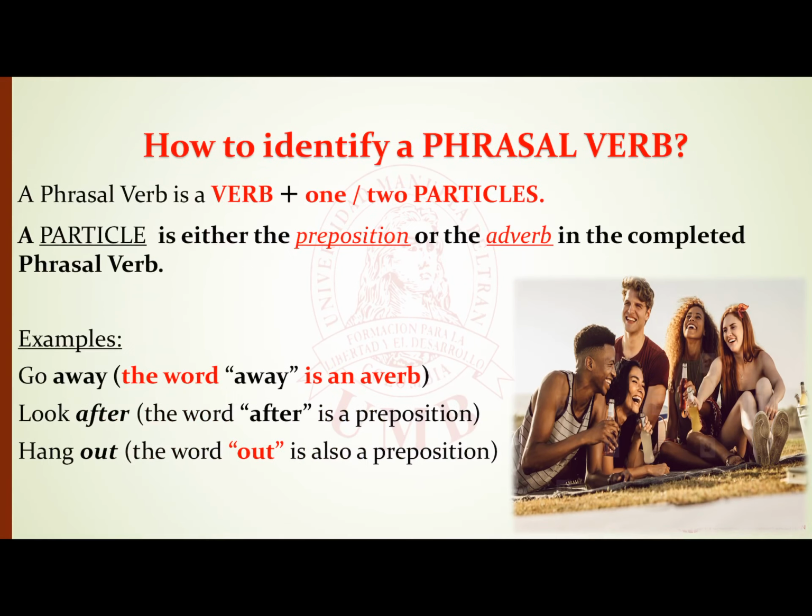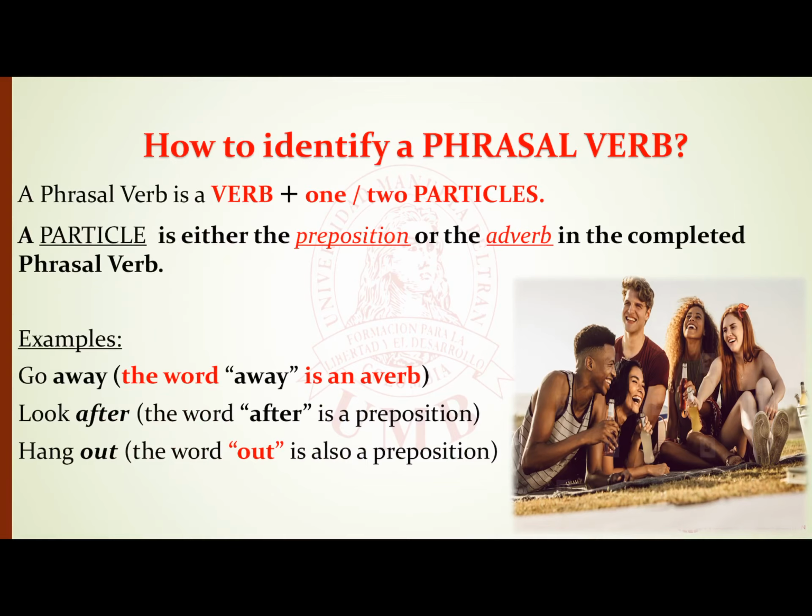All right, so how do I identify a phrasal verb? You might be wondering. A phrasal verb is a verb plus one or two particles. More often than not, we have one particle. For example, look below. You will see some phrasal verbs such as go away. The particle here would be away.